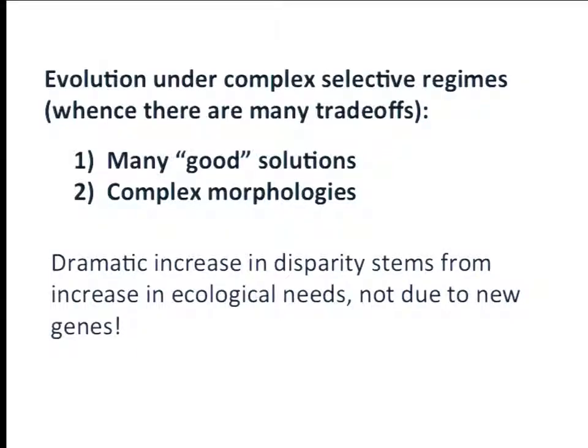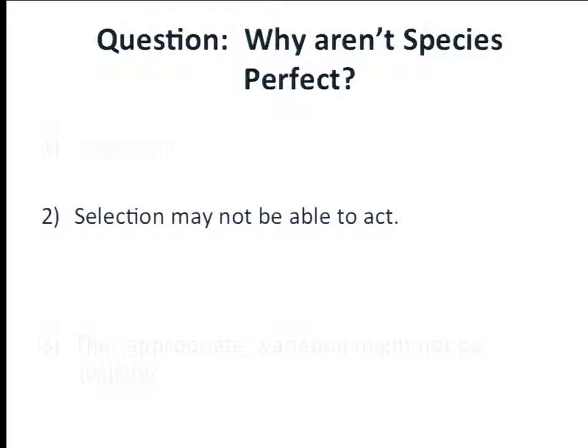Okay. So that's one reason why species aren't perfect, because you can't be perfect. You can't be perfect for reproductive success and light interception and minimizing surface area and avoiding your branches breaking off. It's just not possible. So another reason why species aren't perfect is that selection may not be able to act. And can any of you think of situations, say in human diseases, where selection doesn't act?